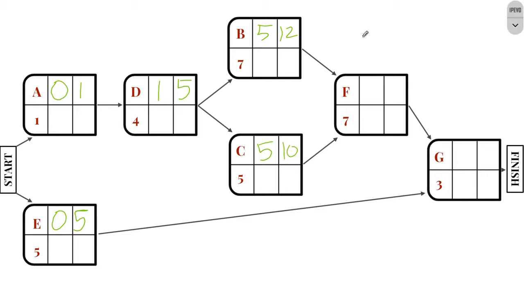Now here's where it gets a little tricky. F is dependent upon both B and C being finished, right? So as I said before, our earliest start time is the maximum of the previous early finishes. What that means is that I need to make sure that both activities are done before I move forward. So if I said that F could start after 10 days, B wouldn't be done yet. So I need to go with the larger of the two to make sure that both activities are done. So the earliest that F can start is after 12 days. And then 12 plus 7 is 19.